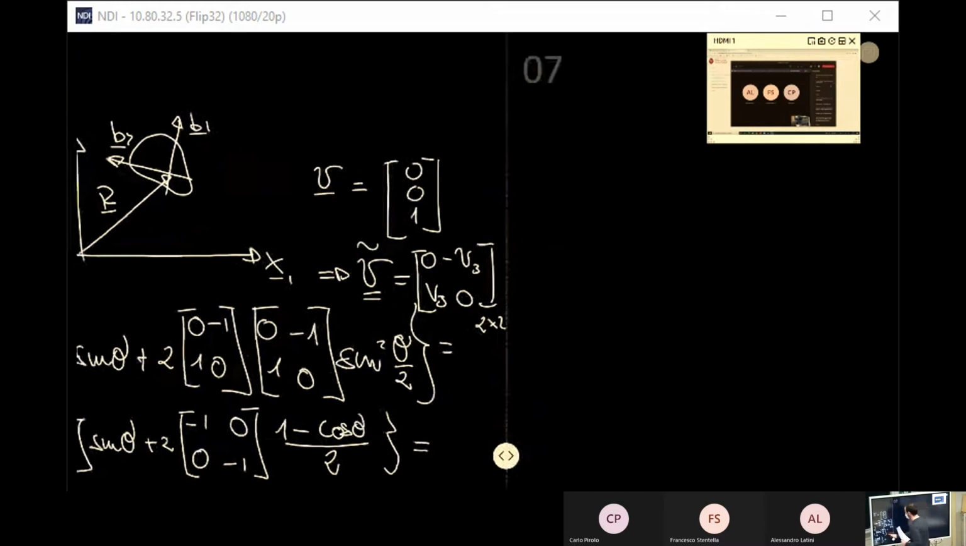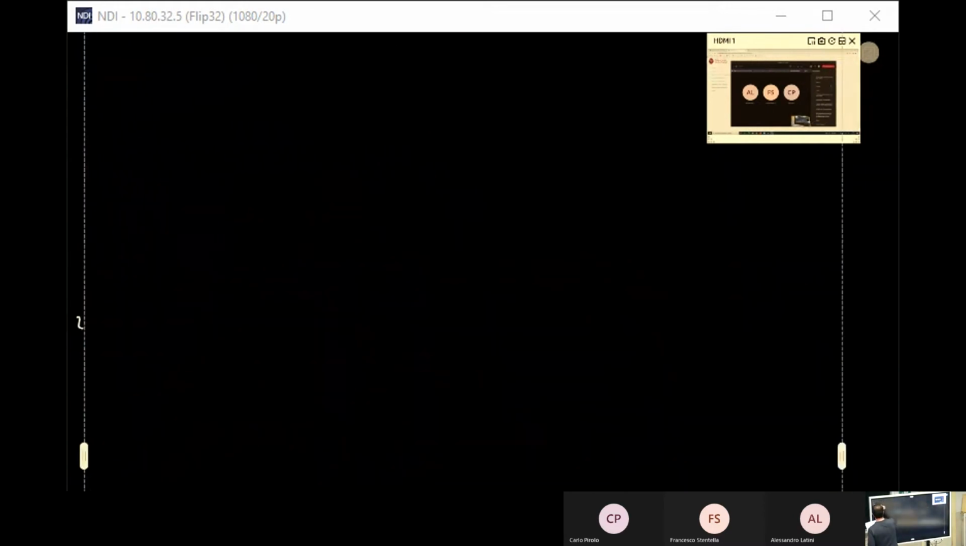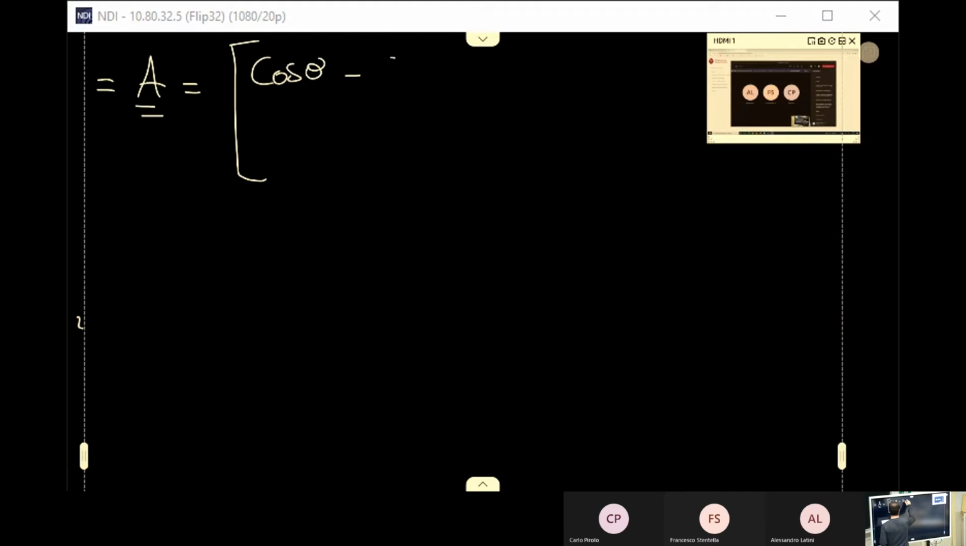So let's continue. This becomes cosinus of theta, minus sinus of theta, sinus of theta, cosinus of theta. Does this surprise you? No, right? That's the typical rotation matrix in the plane. So it works. We didn't cheat.